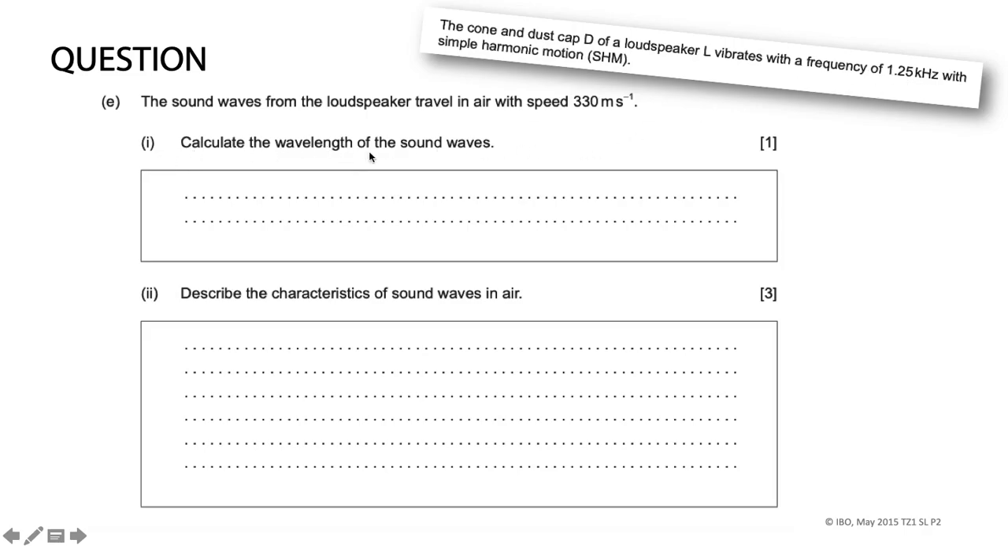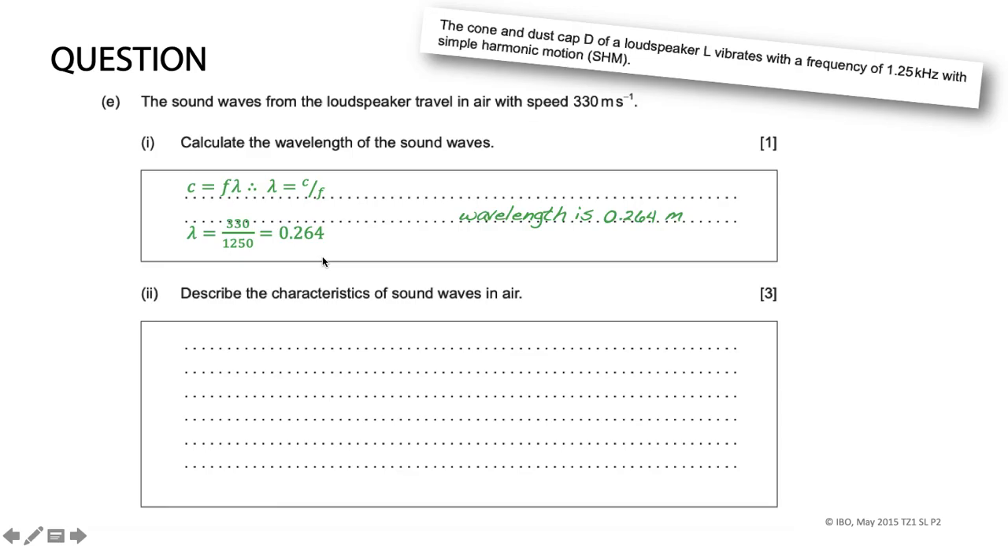It asks you to calculate the wavelength. Well, that's our old friend c equals f lambda. You know the speed, you know the frequency, so you can calculate the wavelength. Just 1 mark for that. It works out to about 0.264 meters, because this is 330 divided by 1250.